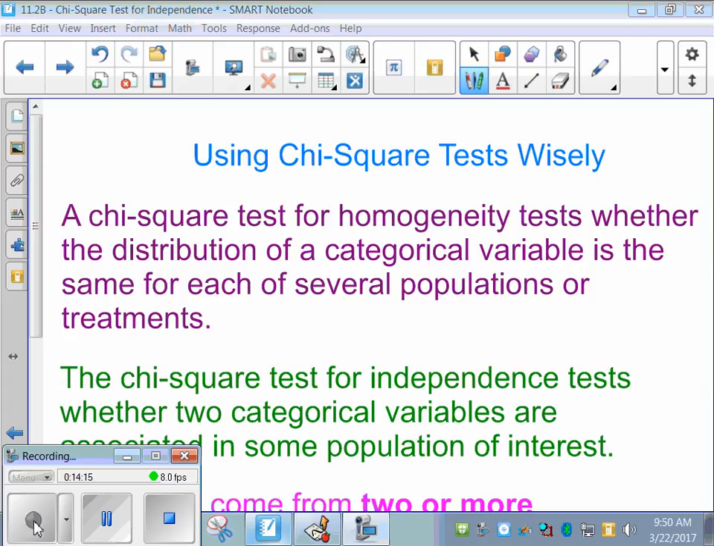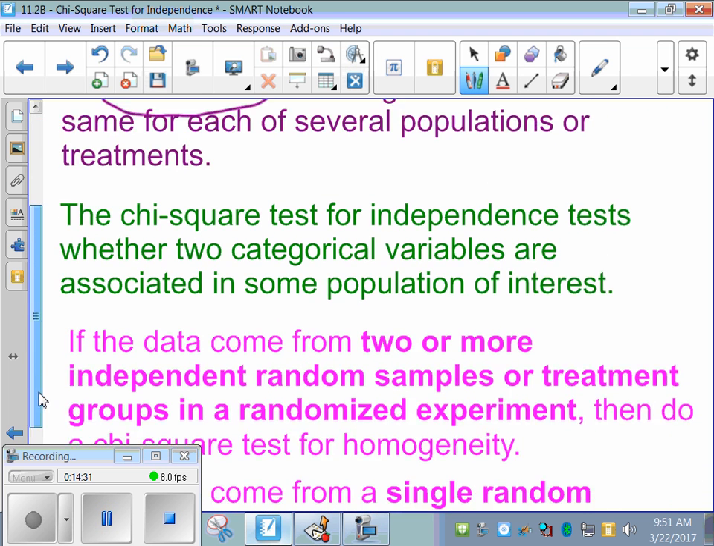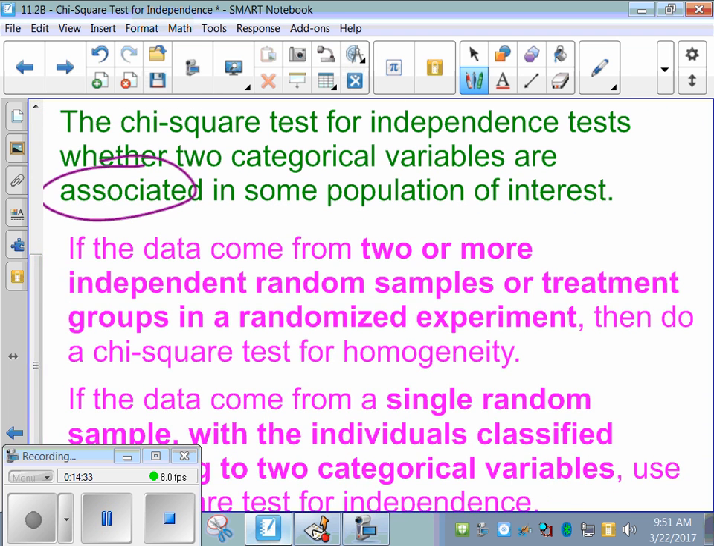So chi-square test for homogeneity tests whether the distribution of a categorical variable is the same for each of several populations or treatments. So you guys notice the word distribution. When you're doing the chi-square test for homogeneity, you might want to use the distributions are the same versus not the same. All right? And then when we're doing independence, a lot of times they're using association. So they're either associated or they're not associated.